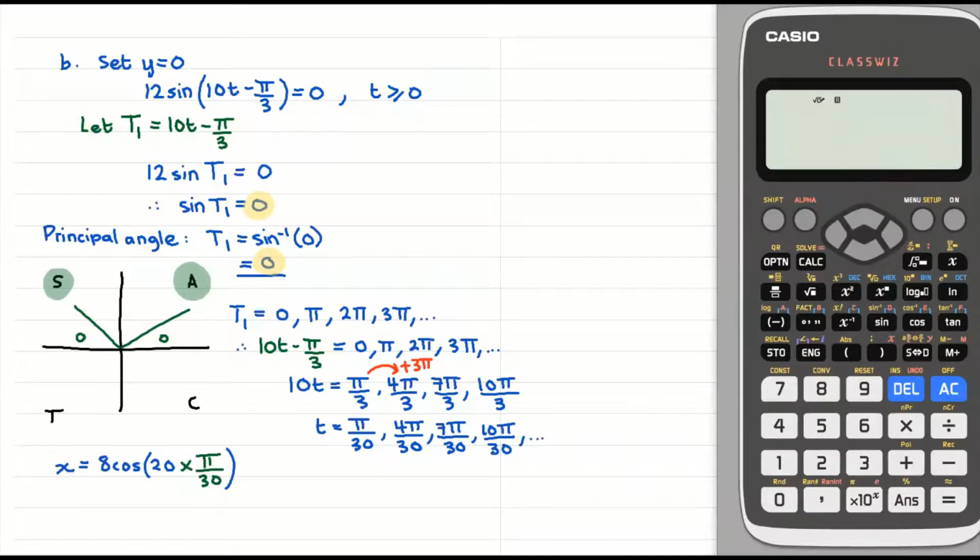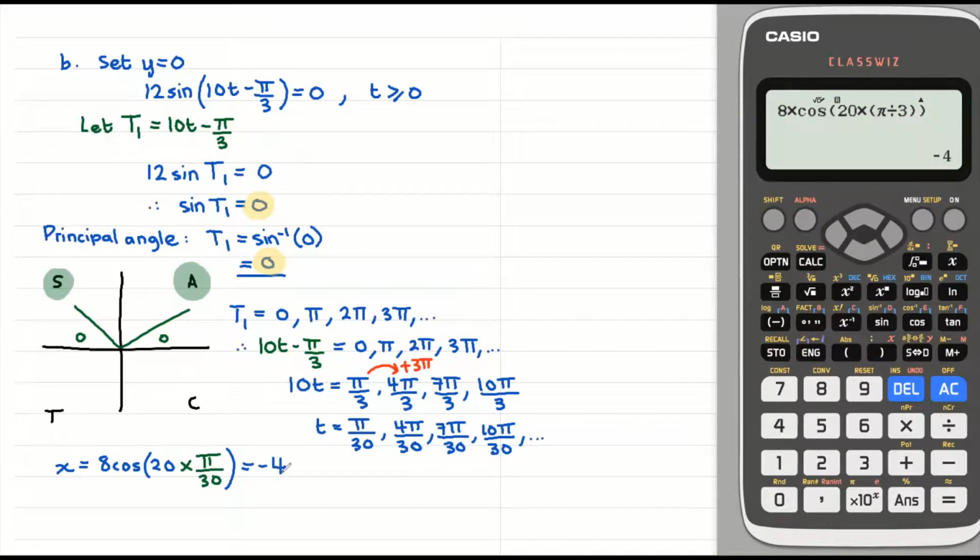I'm just going to do this on the calculator just to show you. So go to option 1. So 8 multiplied by the cosine of 20 multiplied by pi over 3. I'm just going to close the brackets. Okay, so we get -4. So the diagram looks correct. So this is equal to -4.